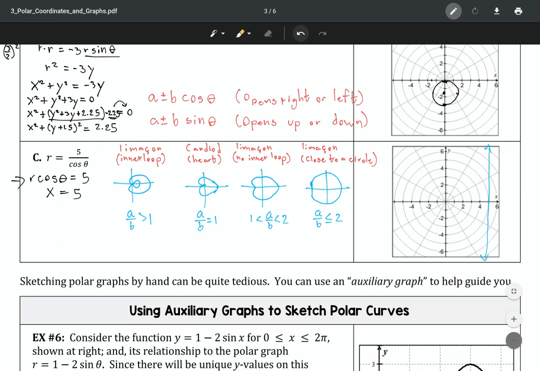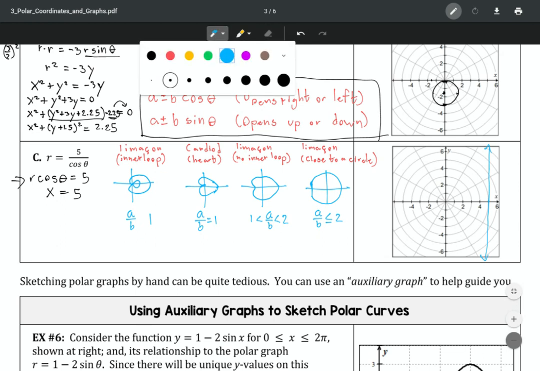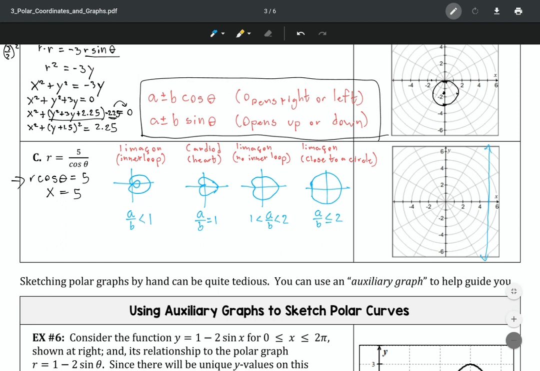Now, all of these that I wrote in red kind of happen to be what's going on down here. So when I talk about A divided by B, that's the first number, and B is normally the number attached to the trig function. All right. So if A over B is less than 1, then you're going to have an inner loop.